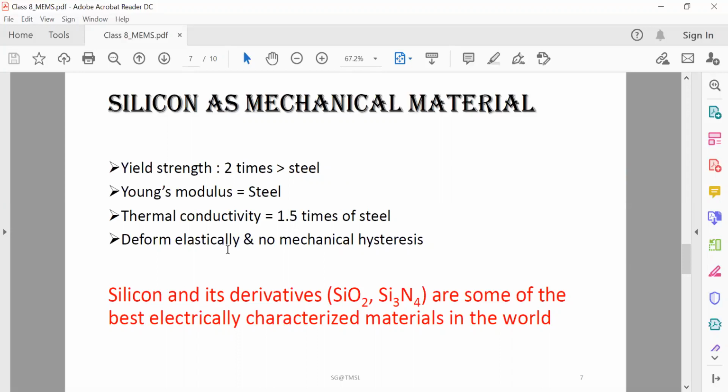So silicon and its derivatives, particularly silicon dioxide or silicon nitride, are some of the best electrically characterized materials in the world. So in different MEMS structures, we take help of these derivatives of silicon, that is silicon nitride and silicon dioxide, and their properties and characteristics are well known to us. So that is one of the advantages in the case of silicon, and that's why silicon is preferred.